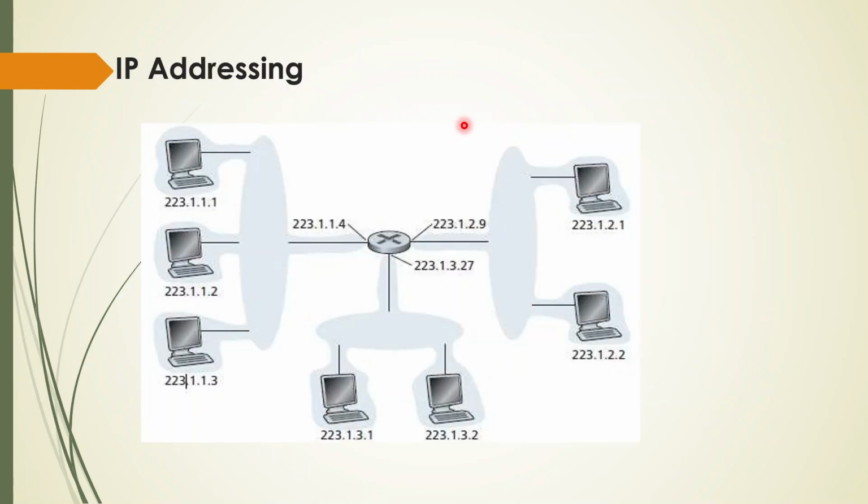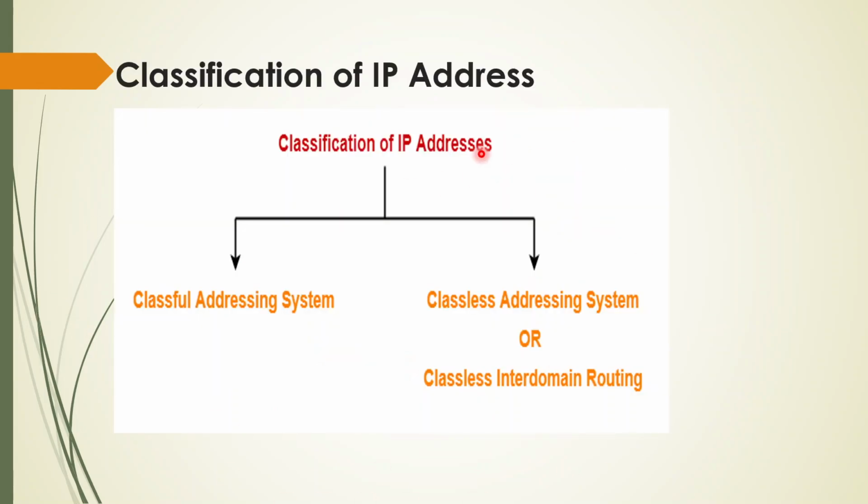Okay, so this is the network. Here every device has an IP address. We have a classification of IP addresses: first is classful addressing, and second is classless addressing, or classless inter-domain routing. So remember this: classful addressing and classless addressing.